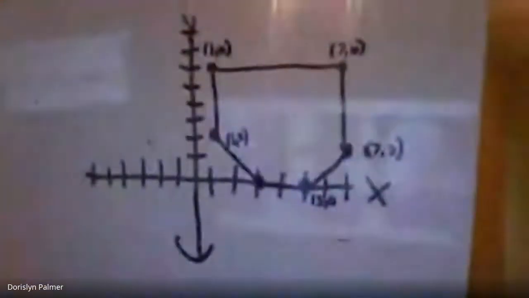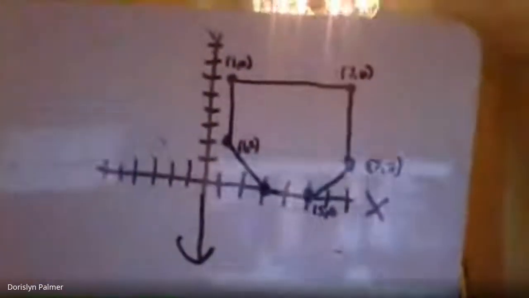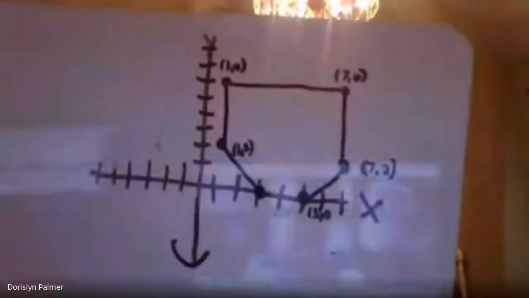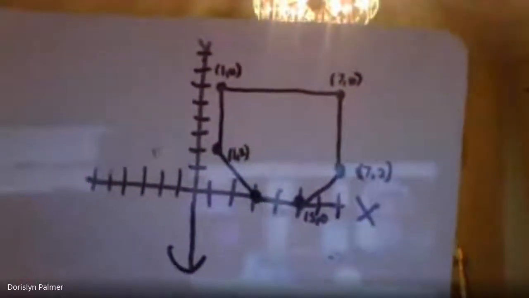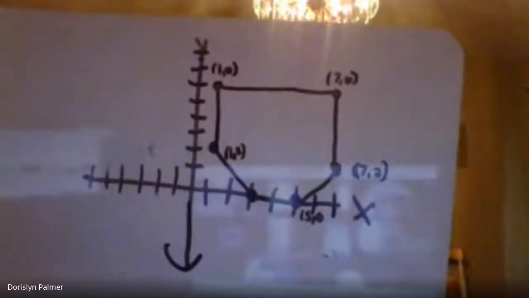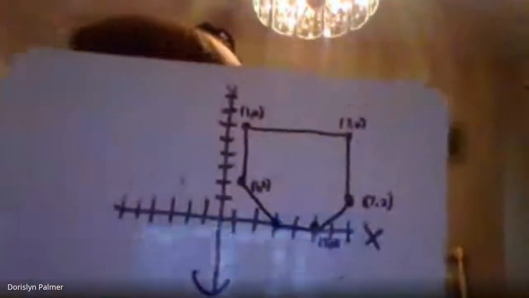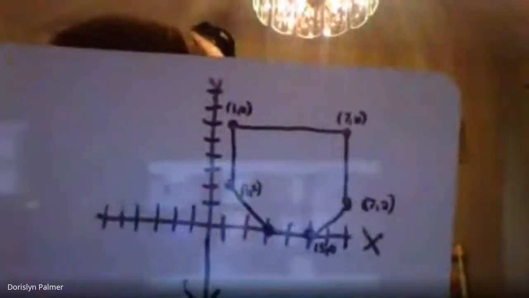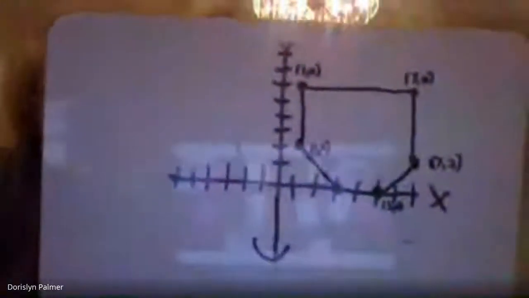I see some of you are done. It should look sort of like that. All right. That is polygon LMNOPQ. What kind of shape is that? Let's see. One, two, three, four, five, six. It has six sides, so it's a hexagon. Okay, they want us to find the area.